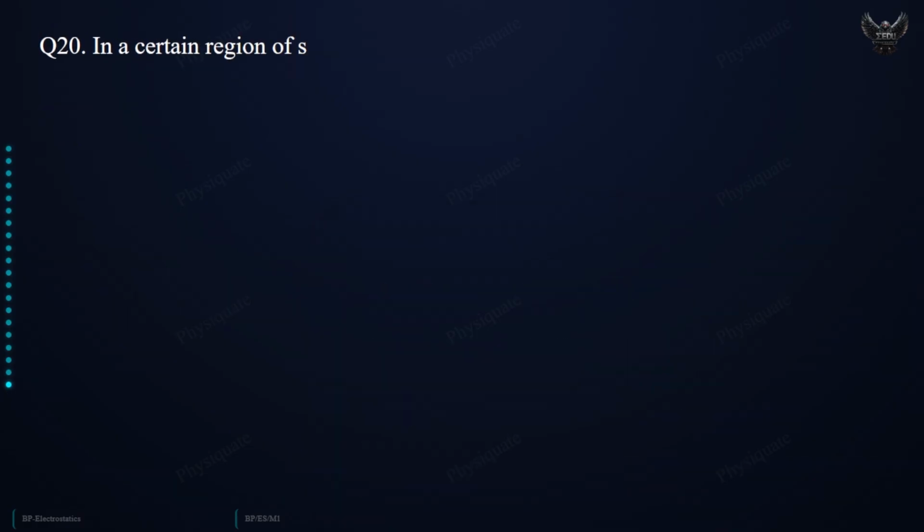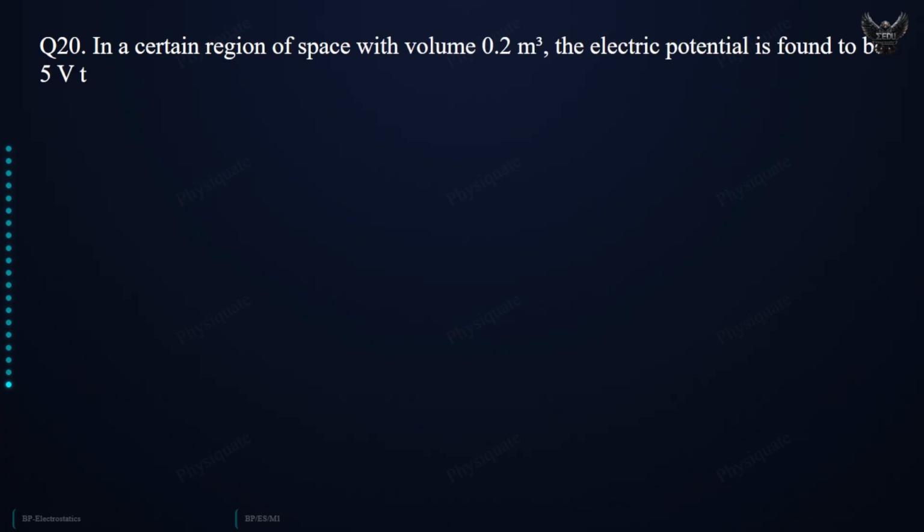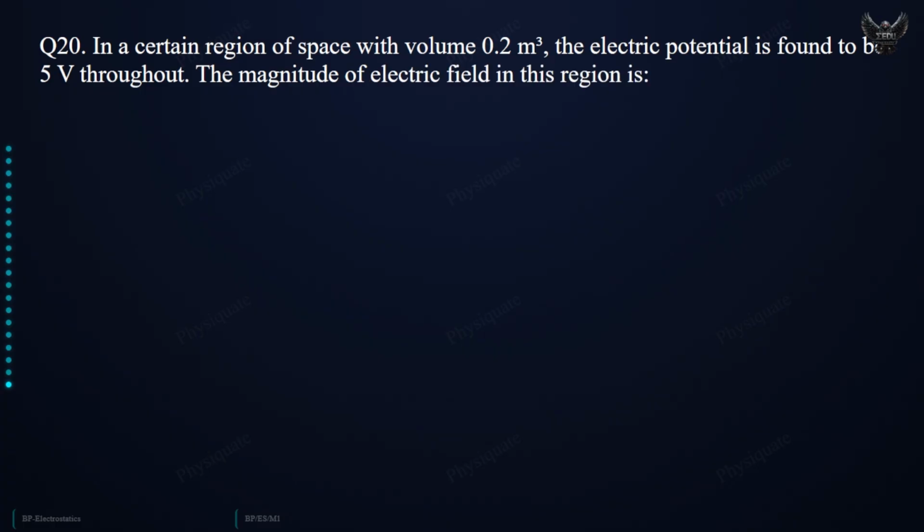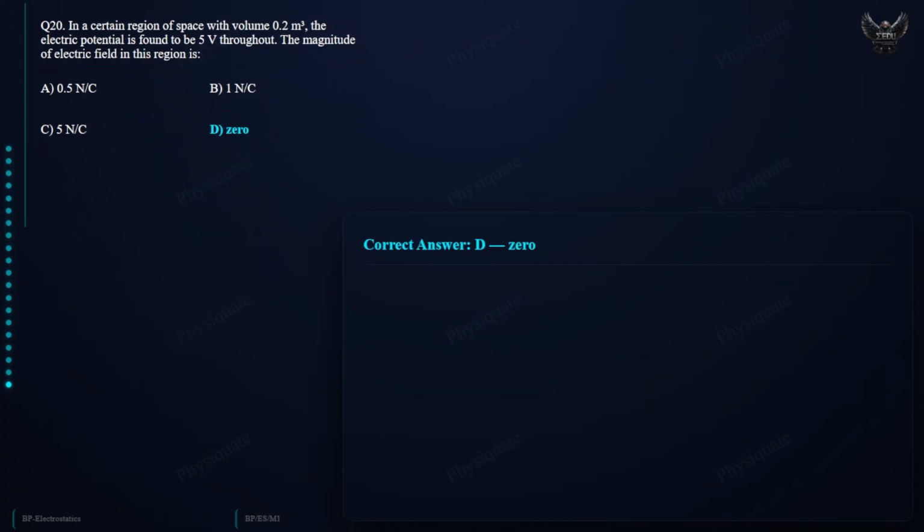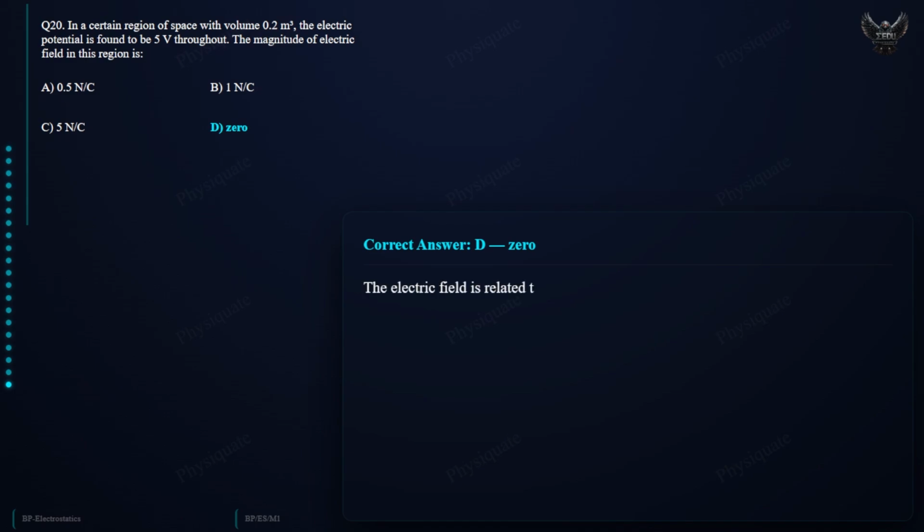Question 20. In a certain region of space with volume 0.2 meter cubed, the electric potential is found to be 5 volt throughout. The magnitude of electric field in this region is. Correct answer is option D. The electric field is related to electric potential by the relation E vector equals minus nabla V, which means the electric field is the negative gradient of the electric potential.